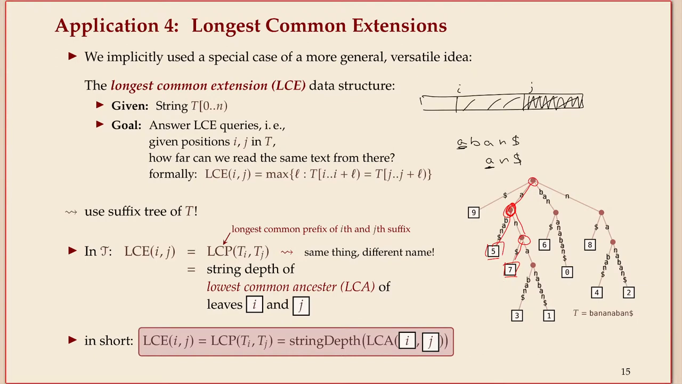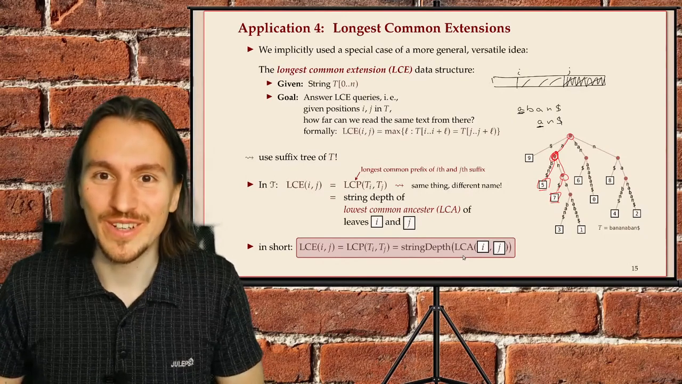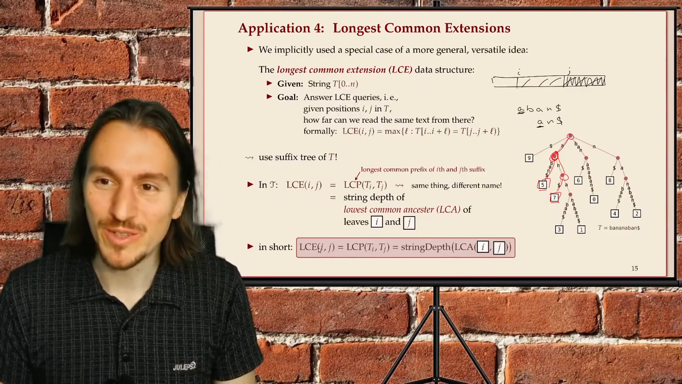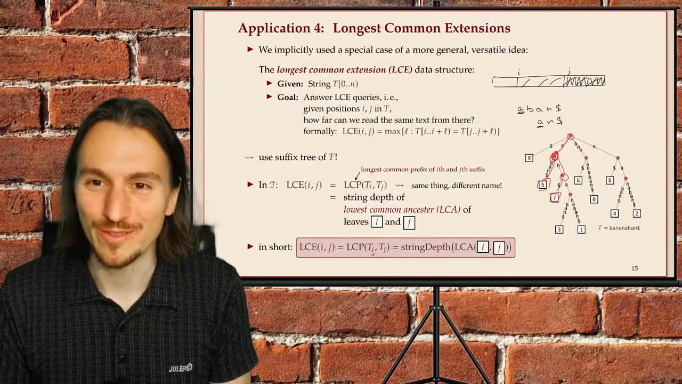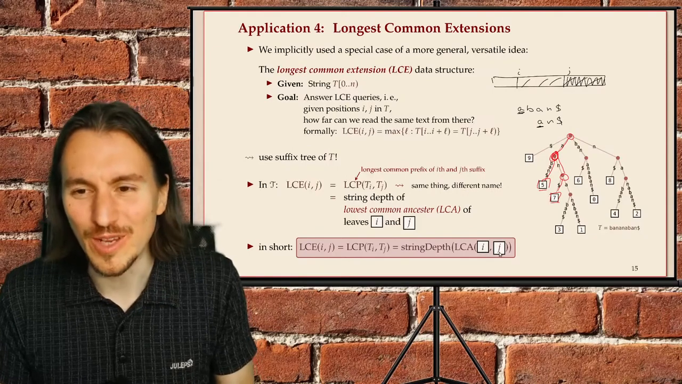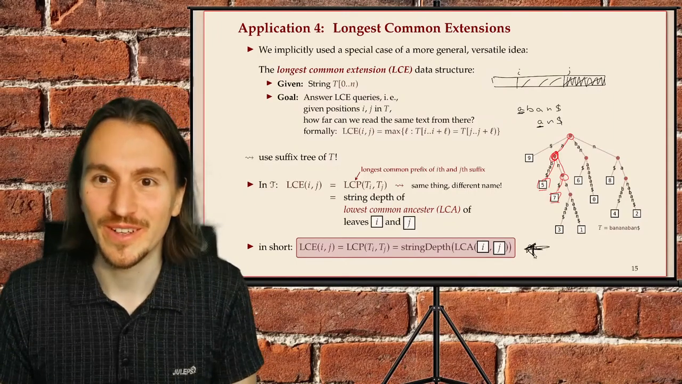So in short, and this is really highlighted here because you should remember this, we'll use this later on. The longest common extension of two positions, as we've just argued, is nothing but the longest common prefix of these two suffixes. And that is the string depth of the lowest common ancestor of those two leaves with the given indices. So you see, in all of these three terms, the numbers I and J are involved. Either it's the starting positions in the text, or it's the starting positions of a suffix, so it's the name of a suffix, if you like, or it's the name of a leaf, but it's really the same numbers in all cases. So do remember this one. We'll come back to it after the Christmas break.